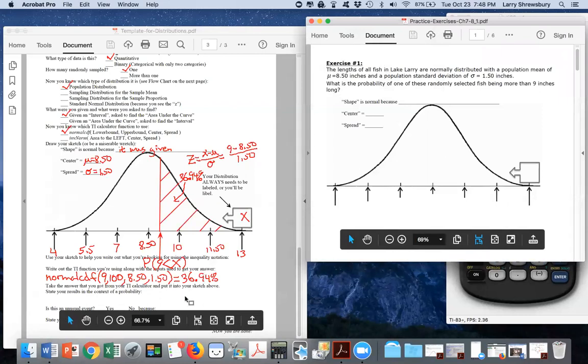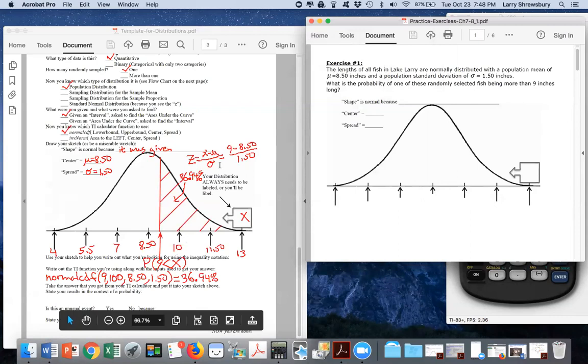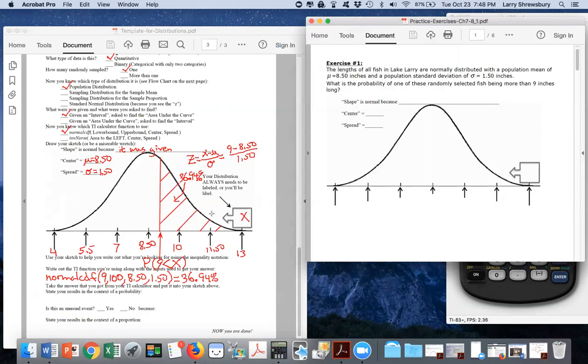I want to say it's a probability. Before I do that, let me write it out like this. That way you can just point to the notation as I am saying it. So this is equal to 36.94%. So the probability of one randomly selected fish from Lake Larry being longer than, as we're measuring the lengths, longer than 9 inches is 36.94%. And that's not unusual. That's way more than 5%.